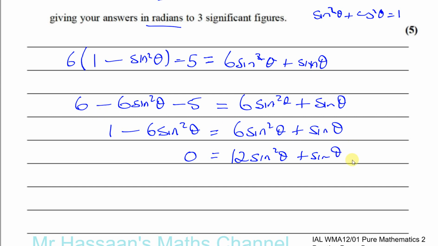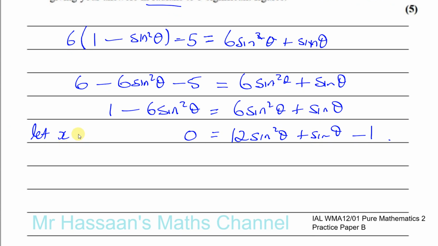Okay, that looks correct to me. Alright, so what I'm going to do at this stage, I'm going to say let x, was it thetas we had? Yeah, let x equal sine theta. That way we don't have to write that all the time, and it looks a bit more familiar. So basically we'll have 12x squared plus x minus 1 equals 0. Right? Did I copy that right? Yeah, I did. Okay, good.